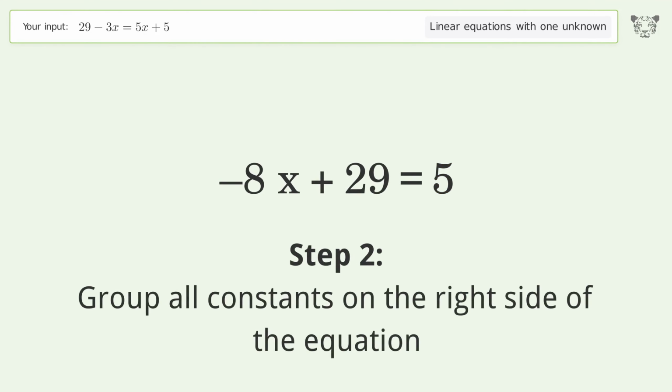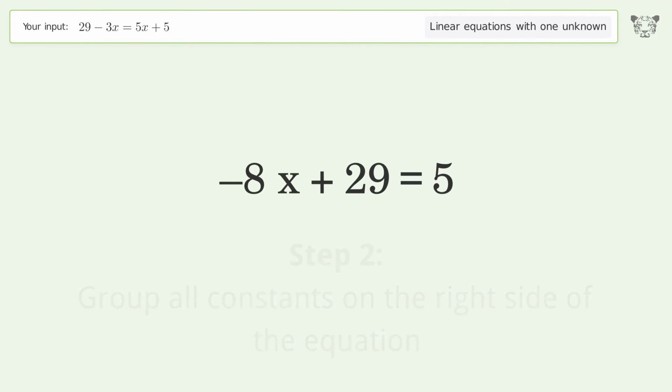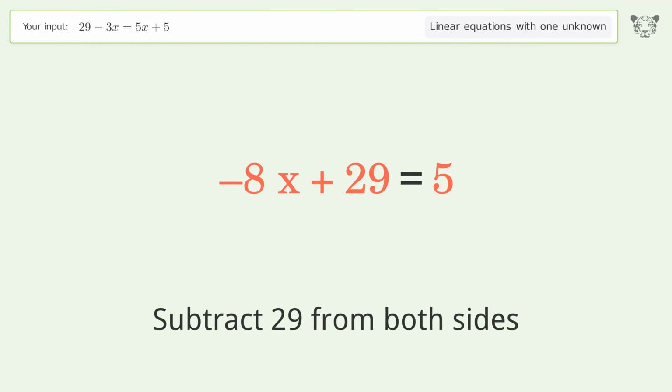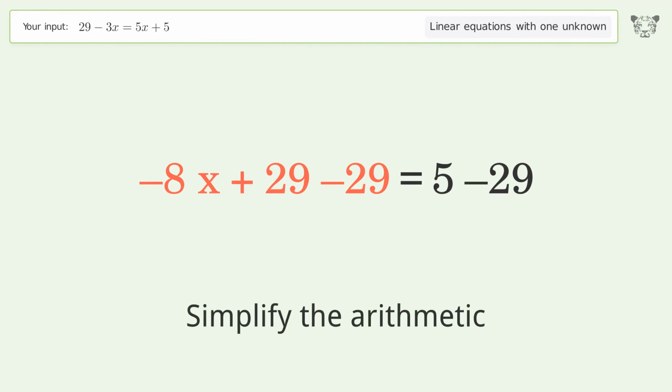Group all constants on the right side of the equation. Subtract 29 from both sides. Simplify the arithmetic.